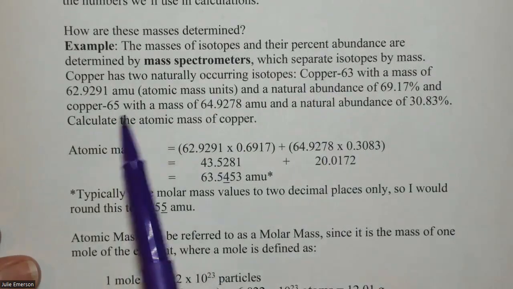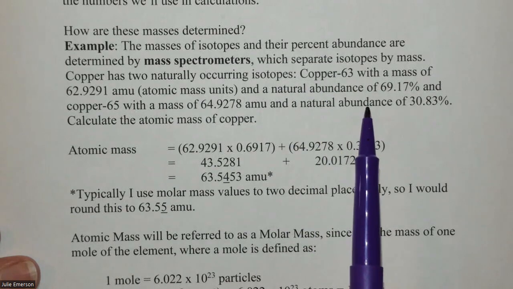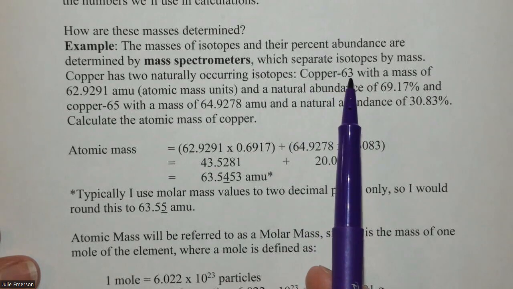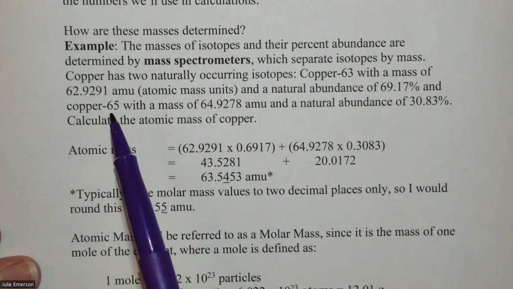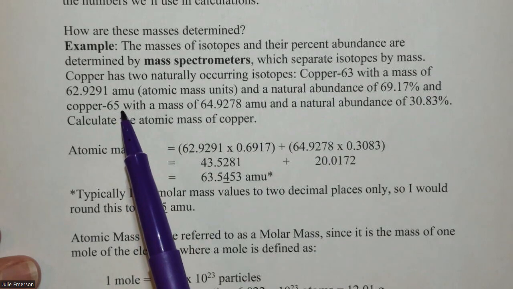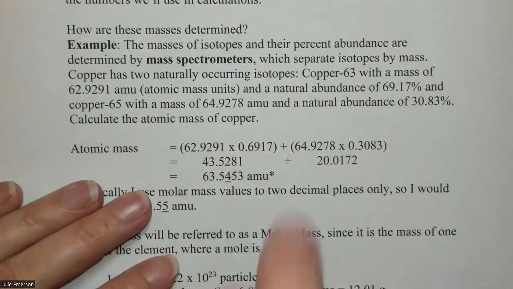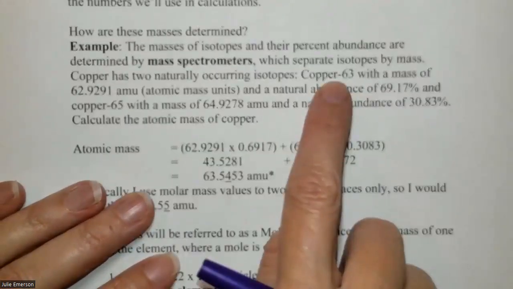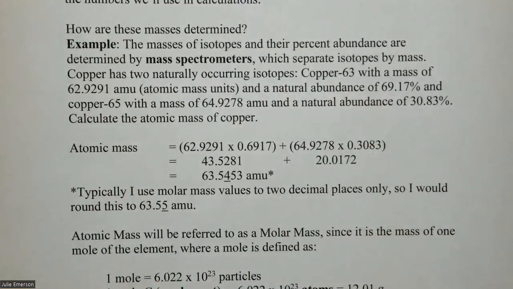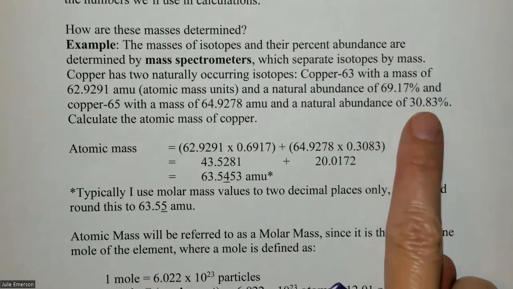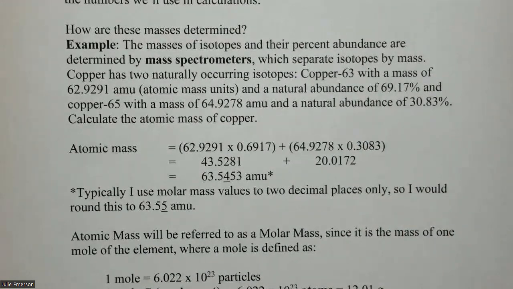It's not a 50-50 abundance, because if it was, the mass number would be 64, right? If half of it is copper 63 and half of it is copper 65, it'd be an easy average. The mass number would be 64. So the weighted average is because the copper 63 is 69% abundant, so it's the majority. And then the copper 65 is about 30%, so there's less of that.